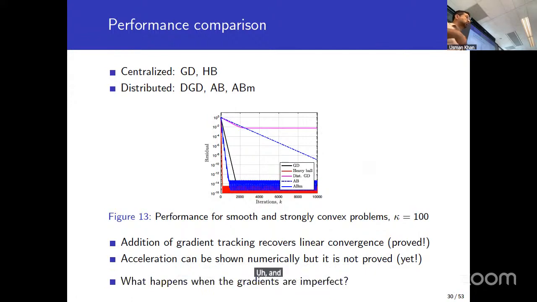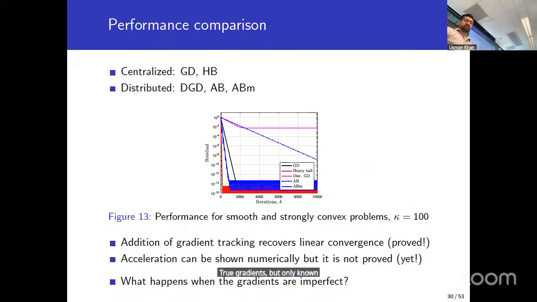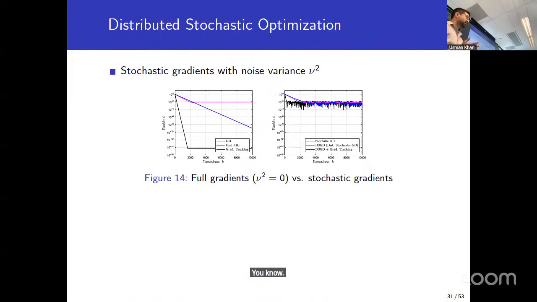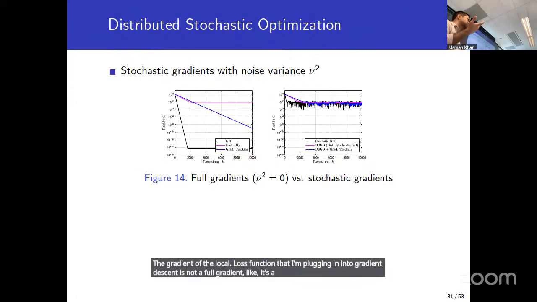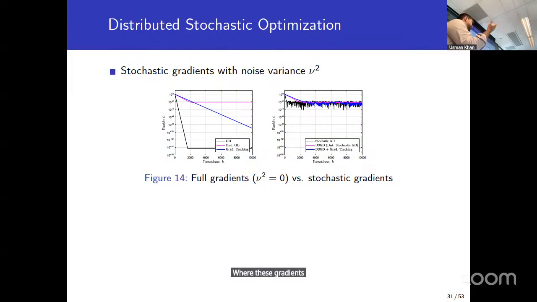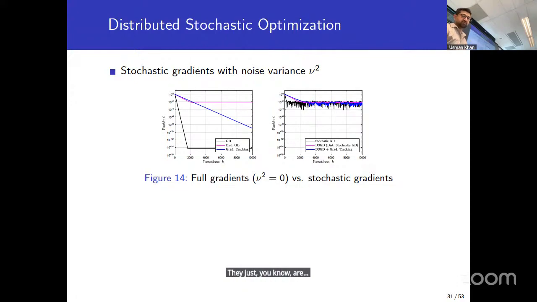And what happens when we don't know the gradients perfectly, right? Which means that the local gradients are not true gradients, but only known up to a certain error. Everything kind of breaks. So in this simulation, I'm assuming that the gradient of the local loss function that I'm plugging into gradient descent is not a full gradient, like it's a stochastic gradient type of problem where these gradients are sampled with added finite variance noise. And in this case, you can see that things that looked quite nice before are not as nice.